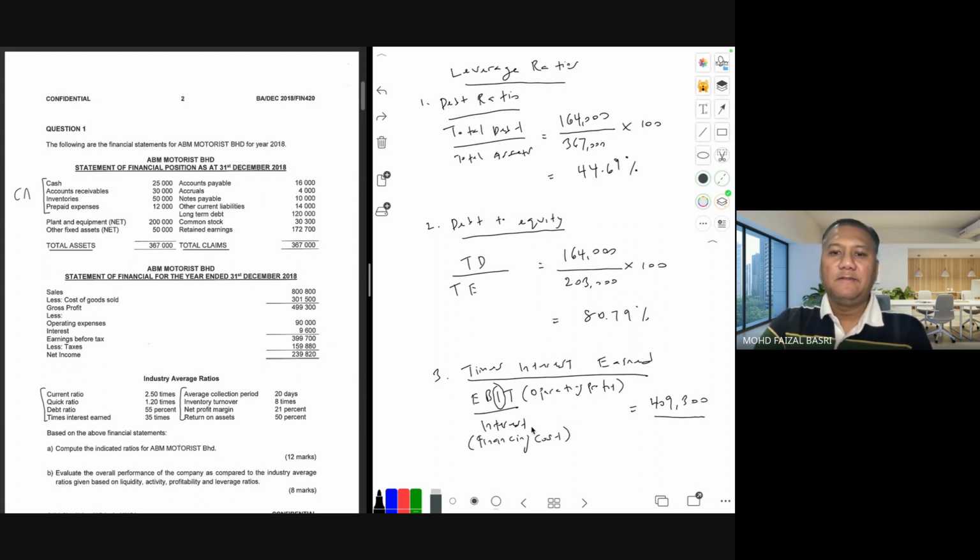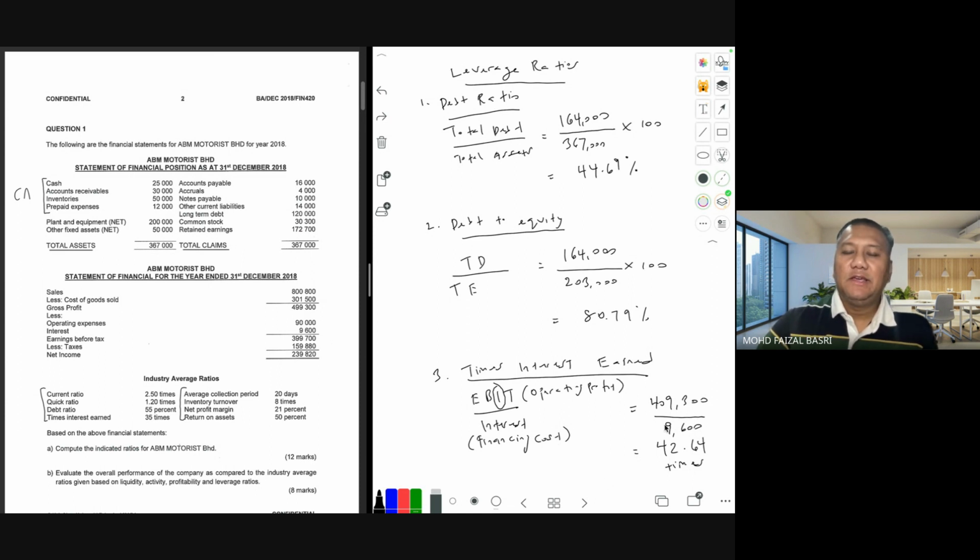Right. And then we have interest. Interest dia 9,006. Okay, divide by 9,006. So the ratio is about 42.64%. Not percent times. Nama pun dia times interest earn kan. So the answer is in times. So you don't multiply with 100. So 42.64 times. Okay, ataupun almost 43 times.